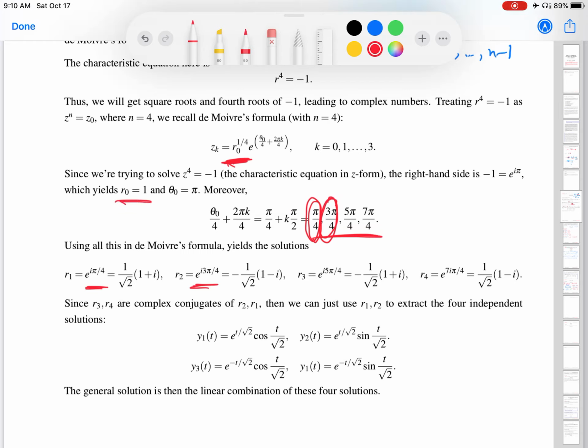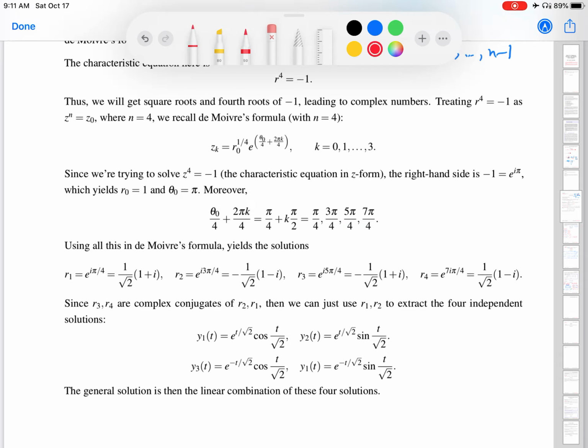z sub 3 is 1. I keep saying 1 because, right, r sub 0 is 1 to the 1/4. 1 times e to the 5 pi over 4 times i. That's this one. And then z sub 4 is 1 times e to the this angle. So that's over here. Okay, so that gives us our 4 complex numbers.